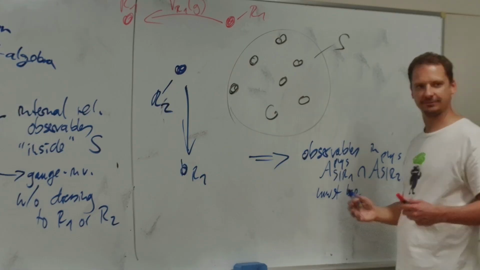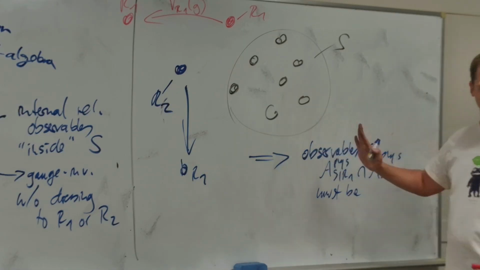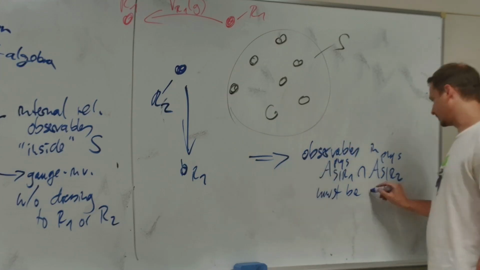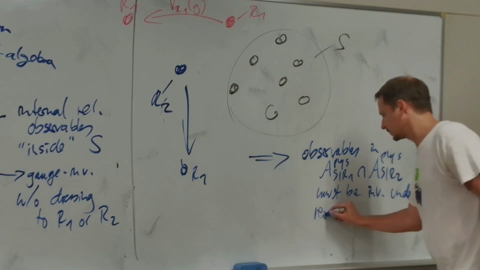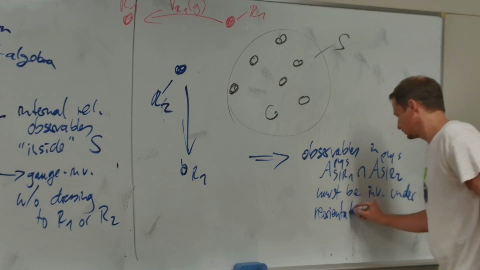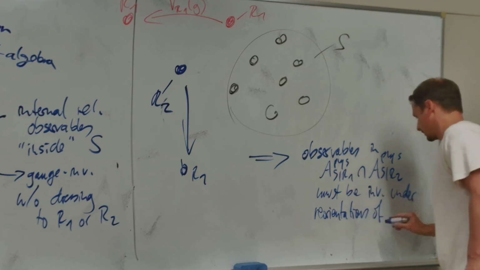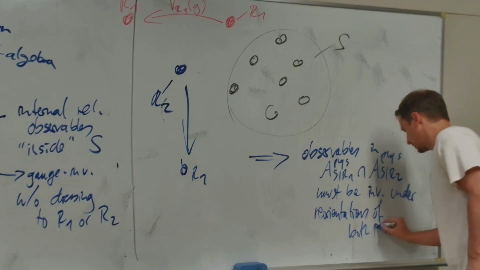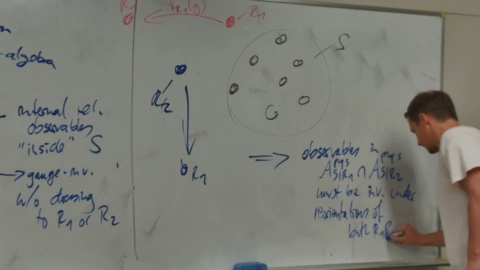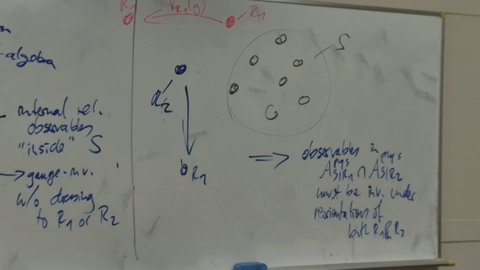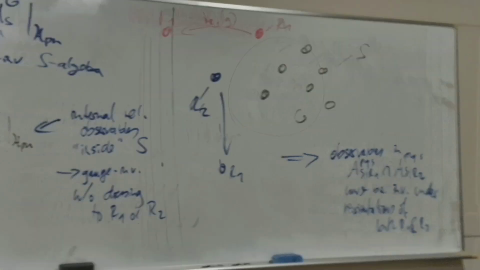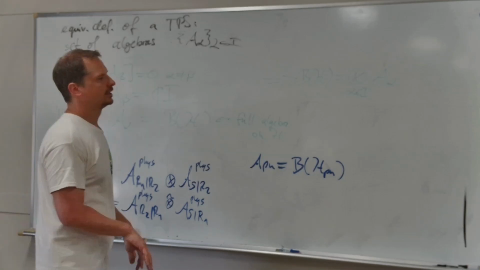So this is of course kind of a hand-wavy argument that I'm making, but the point is you can make this precise. They must be invariant under reorientations of both R1 and R2, and if you make use of this, you arrive at that. So this really tells you that this is subsystem relativity.